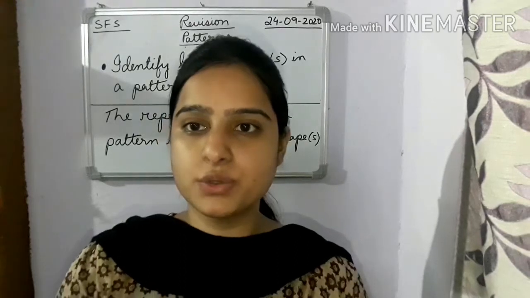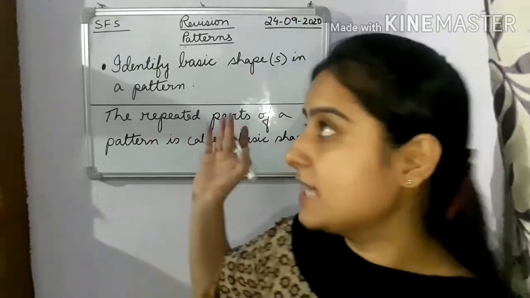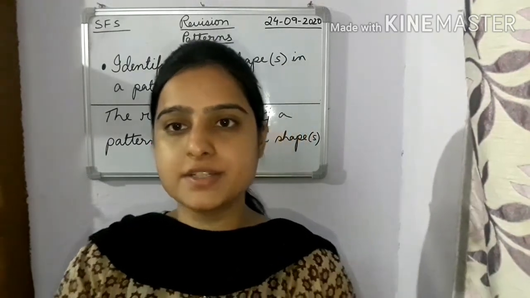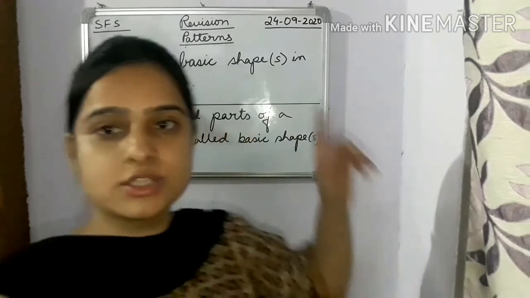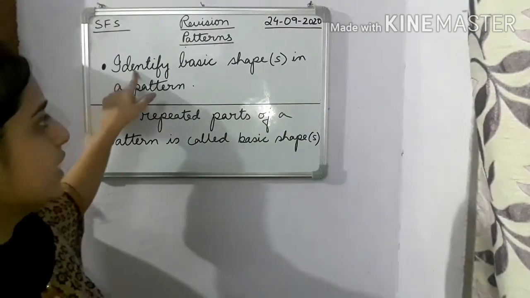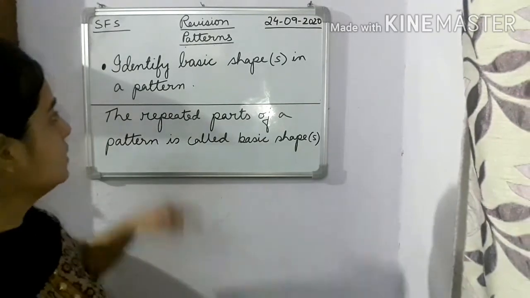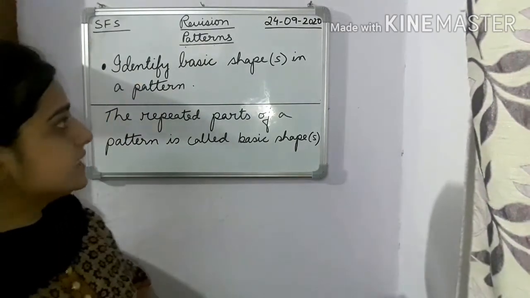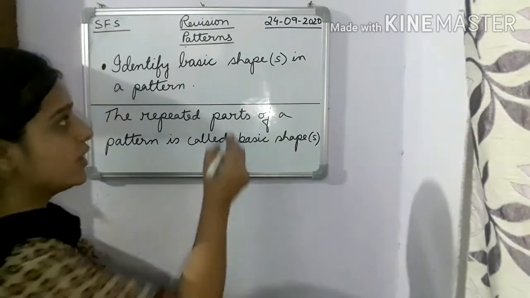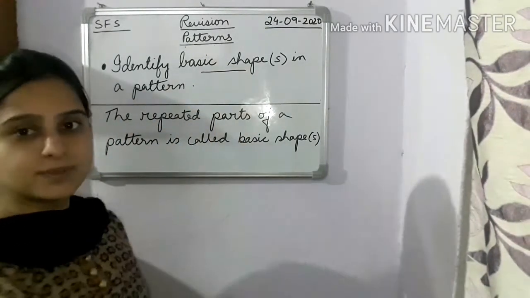Today we are going to do revision of chapter patterns. So everyone take out your maths copy, draw a margin there, write today's date, write revision and also the chapter name. So let's start. Today, children, we are going to do some of the sums on identifying basic shapes in a pattern.